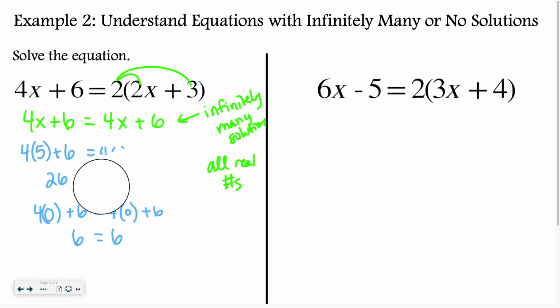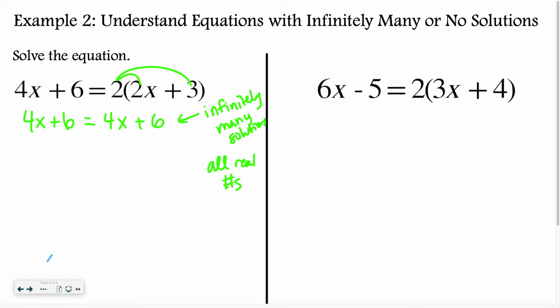However, if you're not someone that pauses and looks at their work each step, then chances are you started subtracting other things. So you said minus 4x, and hopefully at this point you saw something a little fishy and you got 6 equals 6. If you ever end up with something equals itself, that is infinitely many solutions. Now let's look at the next example.